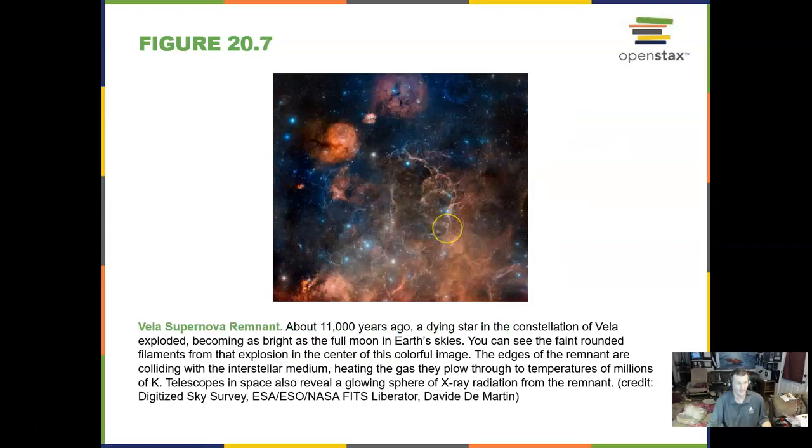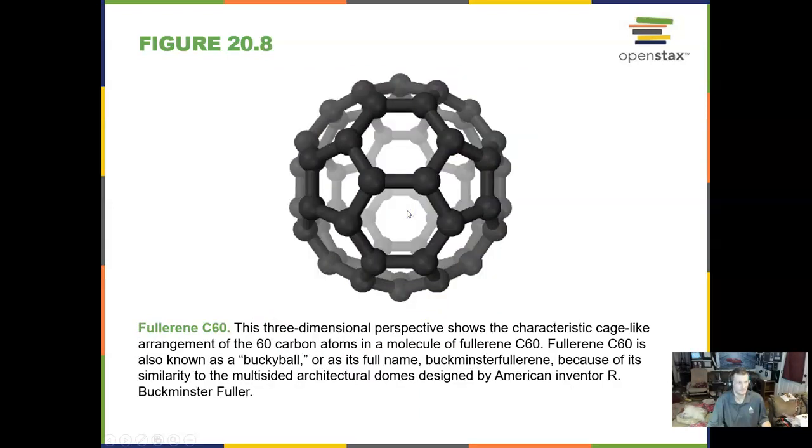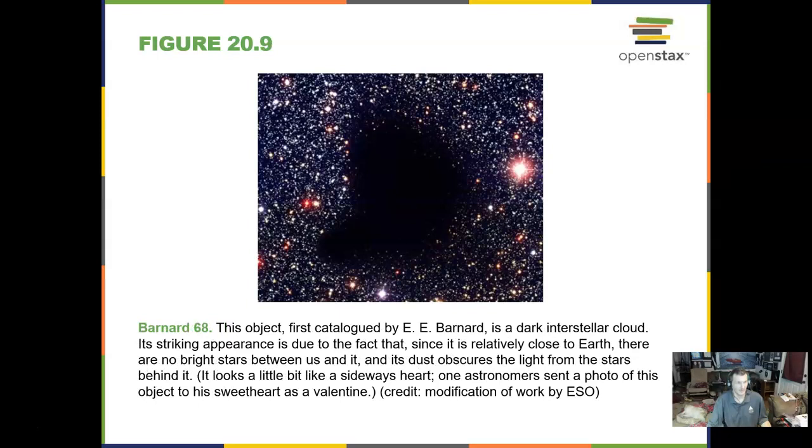About 11,000 years ago, a star died and exploded, and we have this supernova remnant left over. One of the neat discoveries in chemistry was the discovery of fullerene C60, and they called this buckyball, a form of carbon.